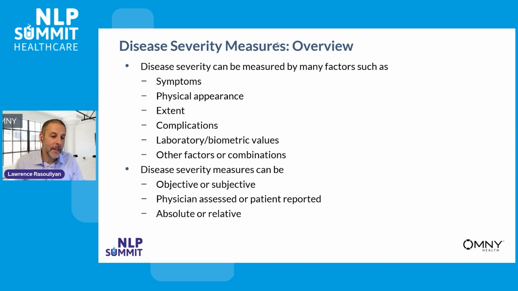This list is by no means comprehensive or exhaustive. It really is just an example of some. There could be other ways you measure disease severity. It can even be a combination of these things that help you land on what you're going to classify as the disease. But I think this gives a good example of the different flavors of how it can be measured. Other characteristics of disease severity that I wanted to mention are that they can be objective or subjective in nature, they can be physician assessed or patient reported, and they can be absolute or relative. On the next slide, I give some examples that provide different flavors of these different things.